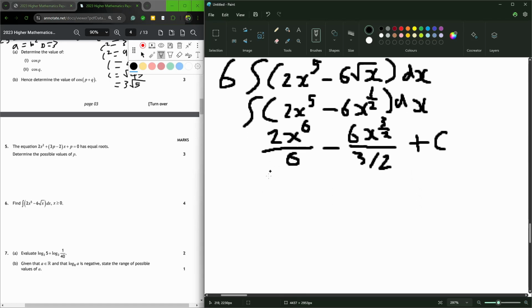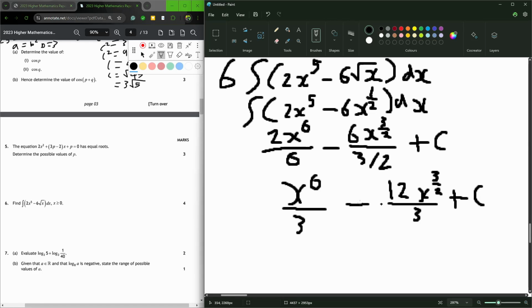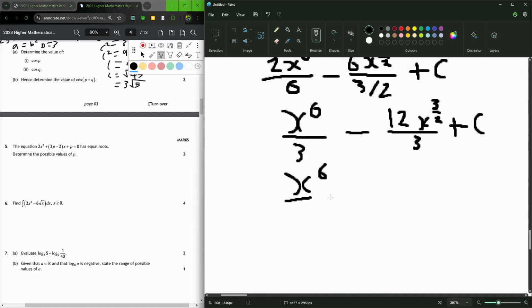So then let's go and clean up the equations. So that means we can divide both sides of this by 2. So that means we have x to the power of 6 over 3. And then we can divide these both sides. When you divide fractions, remember, it's the same as multiplying them, but flipped, which means this equals the same as 12 over 3 x to the power of 3 over 2 plus c. And then we can simplify that to 4x to the 3 over 2 plus c. And there's our answer.